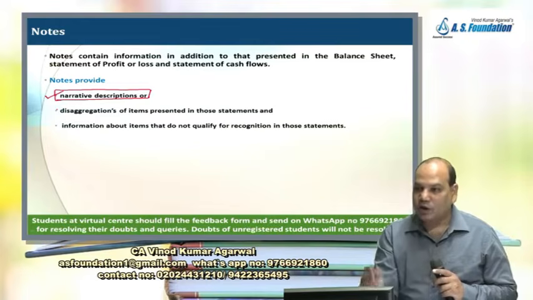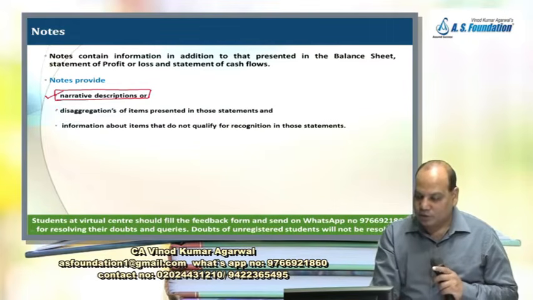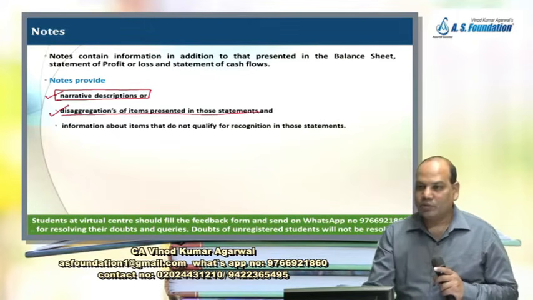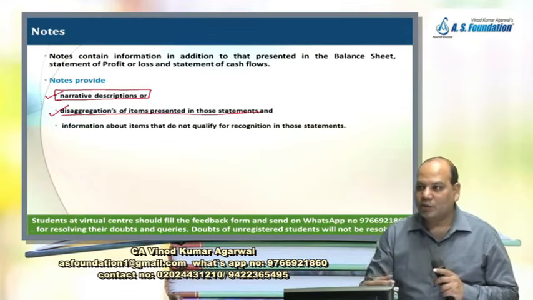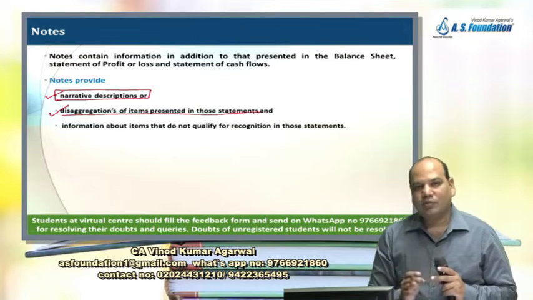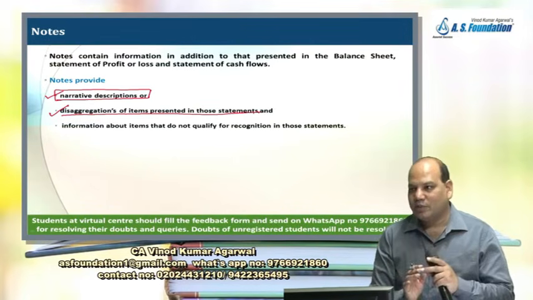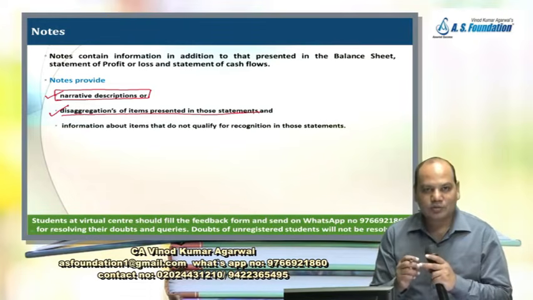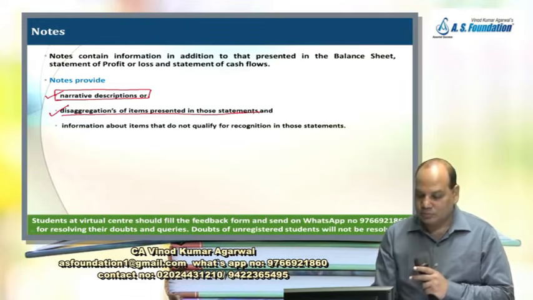Then you have to give accounting policies. You can give them in the notes. In the main SOFP, you will give a total figure. But the breakup of those figures will be given in the notes. Say for example, inventory will appear in the balance sheet. But what is the breakup of that inventory? How much is raw material? How much is WIP, finished goods? Will come in the notes.